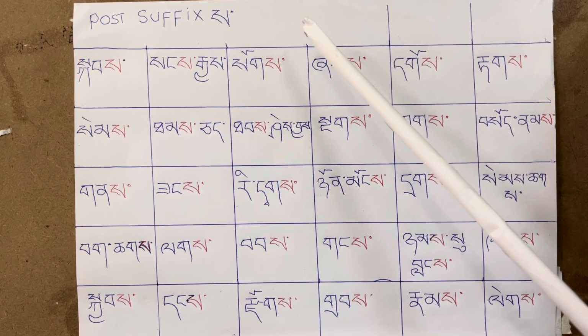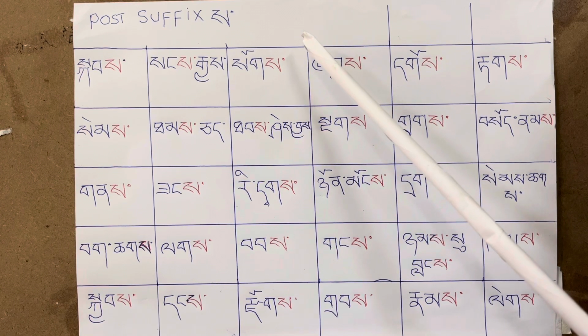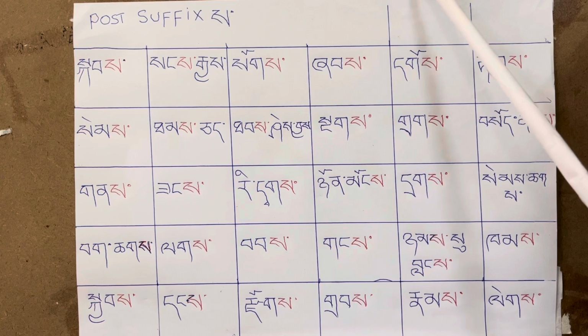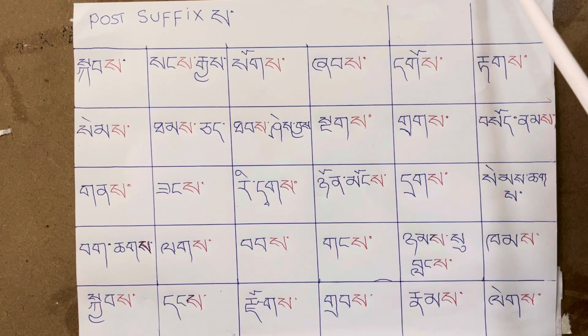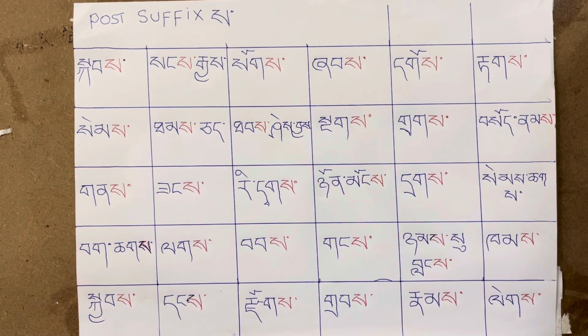Then you have to memorize the 10 suffixes: ga, nga, da, na, ba, ma, ha, ra, la, sa. These two, the prefixes and the 10 suffixes, you have to learn by heart. You have to memorize them. It is not difficult if you do.